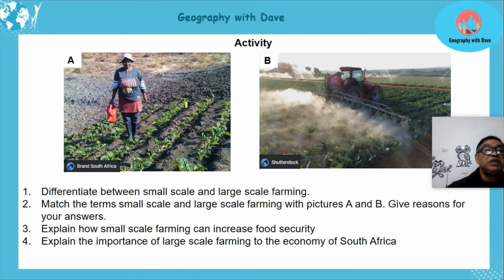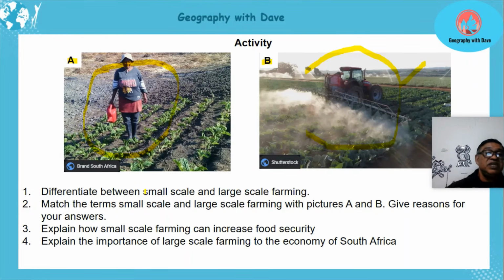I've got two pictures here, A and B. What we're looking at in A, we can see clearly, is a small scale farmer. You can see the watering can. It's not done on a large scale, set out most probably for herself and maybe for the community around. This one you can see definitely is large scale. You can see the area it's covering, using technology for irrigating the land. So various things are being used.